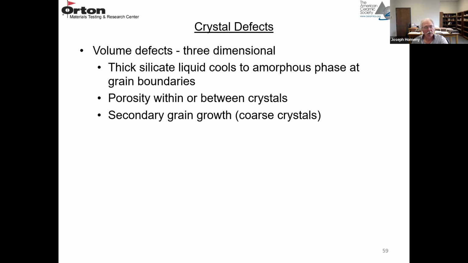So we've covered the different crystal structures, polymorphs, and crystal defects. The last thing that we have to discuss next Monday are glasses, because there's a lot of silicate liquids that are present in most refractory materials. And once we cover that, we have a couple lectures on phase diagrams, and then we'll go on to all the different refractory compositions.